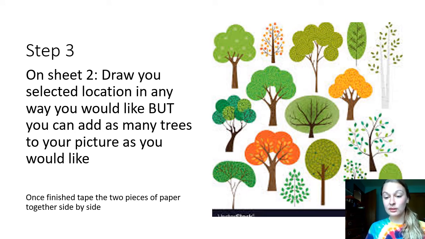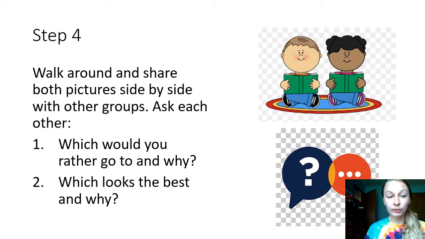Once everyone looks like they're about done, I would ask that the groups tape those 2 pictures or 2 pieces of paper together so that you can see them side by side. And we would go around and do some more sharing. So they would walk around the room again, get their blood moving, and share those pictures. They could ask each other questions. These are just 2 examples, but students can ask whatever kinds of questions that they would like.